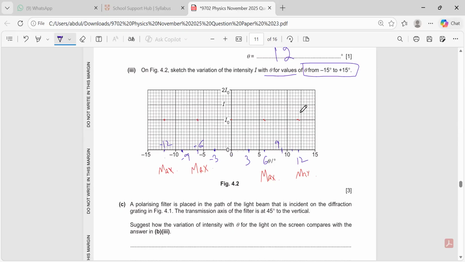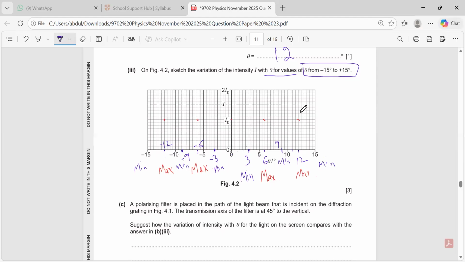Now, see, at 12, 6, minus 6, minus 12, there are maxima. My dear friends, at 3, it will be minima, dark fringe. At 9, it will also be minima, dark fringe. At minus 3, also minima, dark fringe. And at minus 9, also minima, dark fringe. Even at minus 15, minima, dark fringe. At 15, also minima, dark fringe.